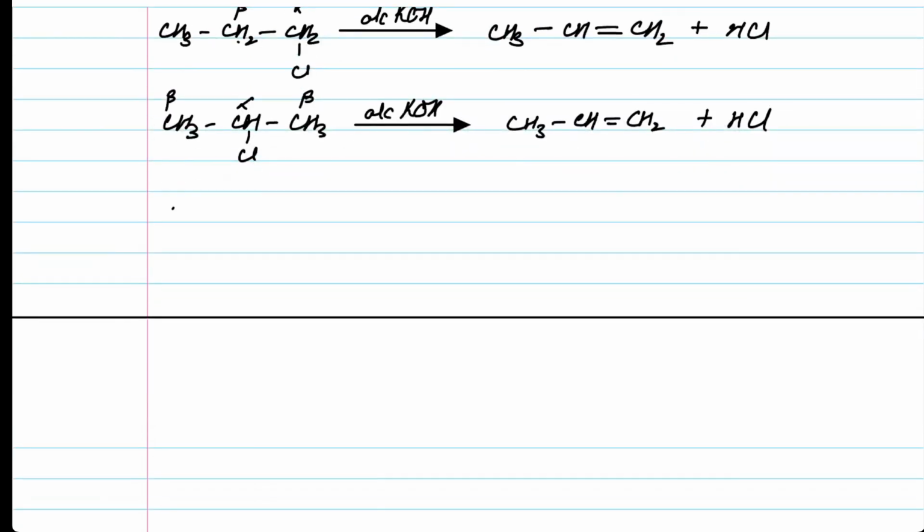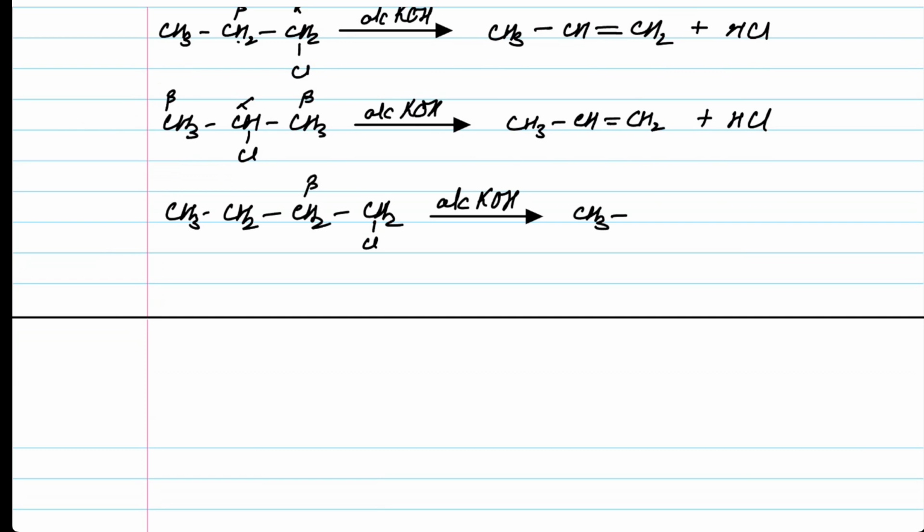Let's have another compound, CH3, CH2, CH2, CH2, Cl. And here we treat it with alcoholic KOH. Now, with the alcoholic KOH, we get CH3. There's only one option because this is the beta carbon, this is the alpha carbon. There is only one product that is possible in this particular reaction. So this is the product that we end up with.